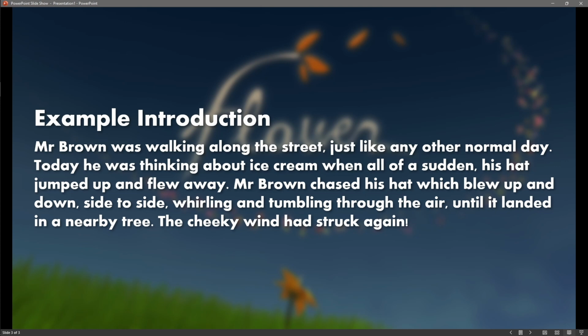Mr. Brown chased his hat, which blew up and down, side to side, whirling and tumbling through the air, until it landed in a nearby tree. The cheeky wind had struck again. So I created a little idea of what a wind character might be like through explaining the actions that somebody was going through as they were being tormented by this wind by having their hat knocked off their head and blown away.